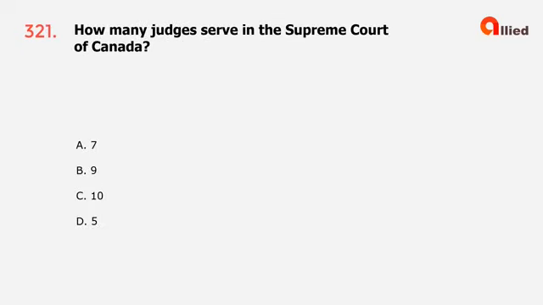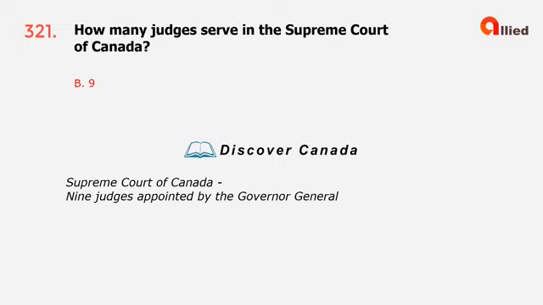Question 321. How many judges serve in the Supreme Court of Canada? A. 7. B. 9. C. 10. D. 5. The answer is B. 9.